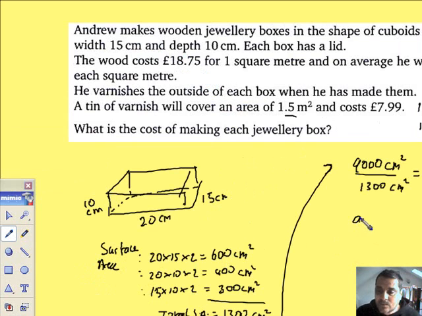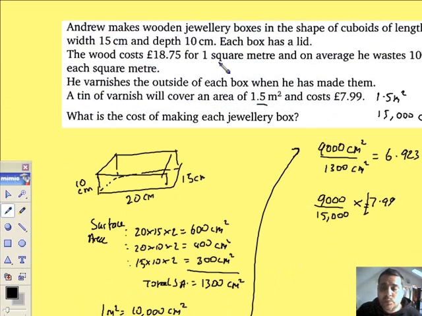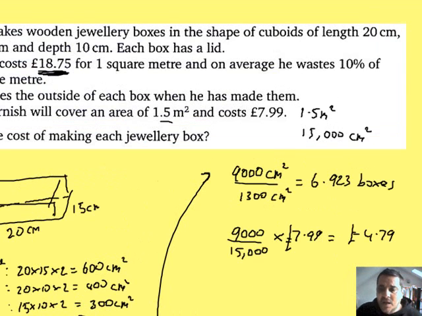So here I go. I need this fraction of this tin's coverage, and at a price of £7.99. Okay, I'm not using a whole tin on one of these square metre pieces of wood. I'm using this fraction of the whole tin. Now that comes to £4.79. Now, so I know the wood costs £18.75. I know the varnish costs for 6.923 boxes £4.97.